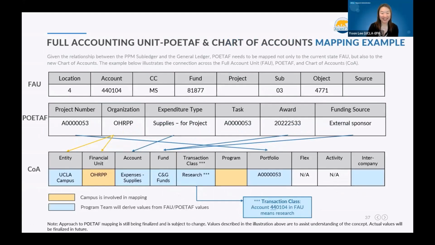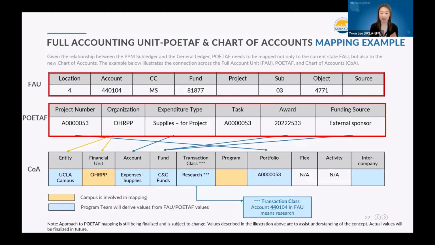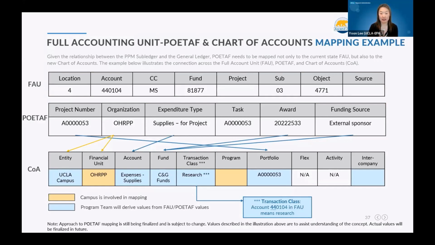Next. In this slide, using the same example from the previous slide, it illustrates the relationship now between POETAF segments in the PPM subledger and the COA segments, which are in the general ledger. The first top two tables are exactly the same as the ones that we just went over in the previous slide, showing the relationship between FAU and POETAF. But then right below, it shows how POETAF is mapped to the COA in the general ledger.